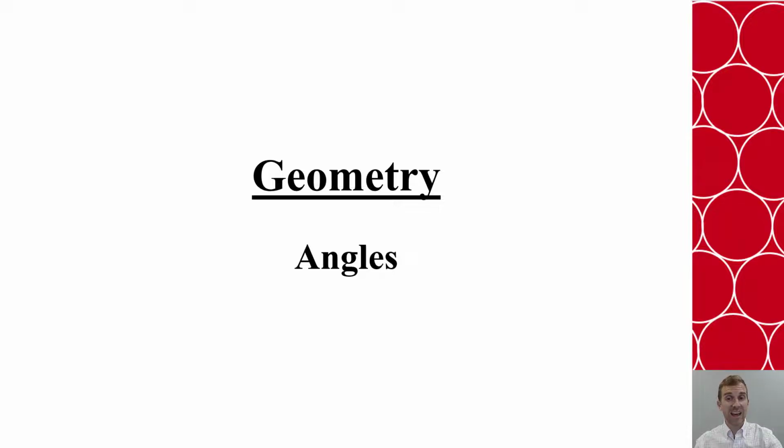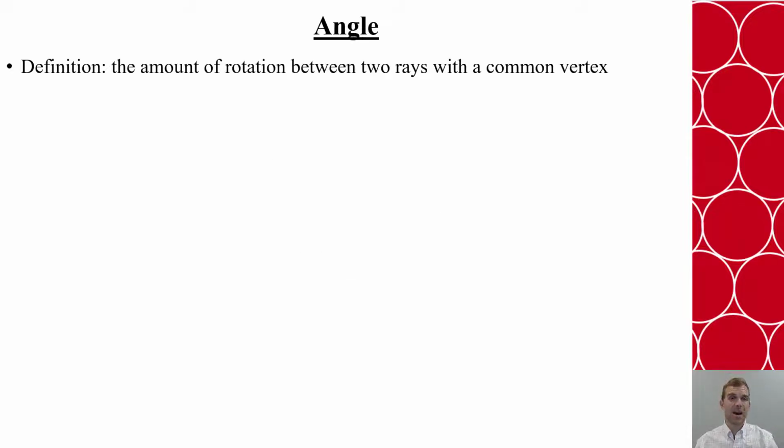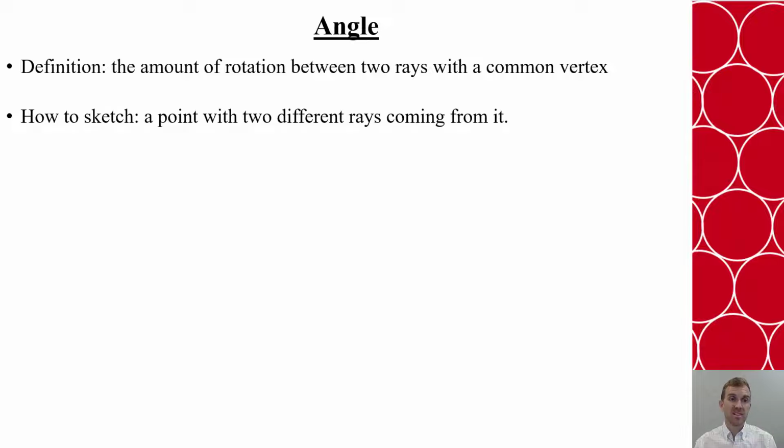In this video, we'll discuss angles. Now, an angle is an amount of rotation between two rays with a common vertex. Now, we sketch that by creating a point and then having two rays coming from that point.